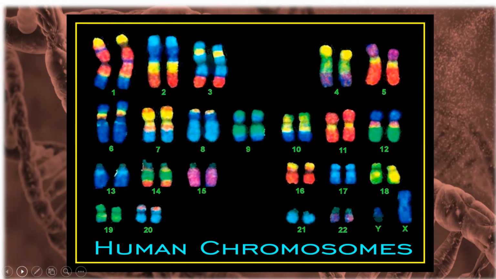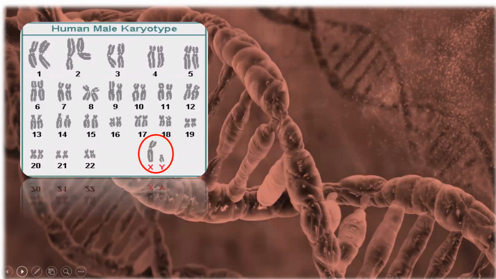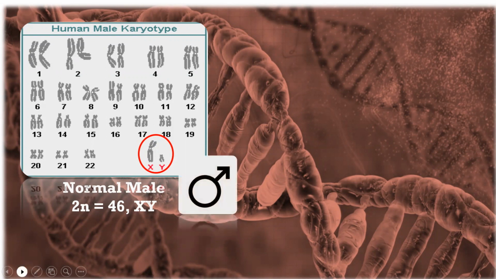What do you see in the picture? These are the chromosomes of human. Now, this is the human male karyotype. It has 22 chromosomes plus one sex chromosome. The normal male is 2n equals 46, XY. 2 times 23 equals 46, XY.